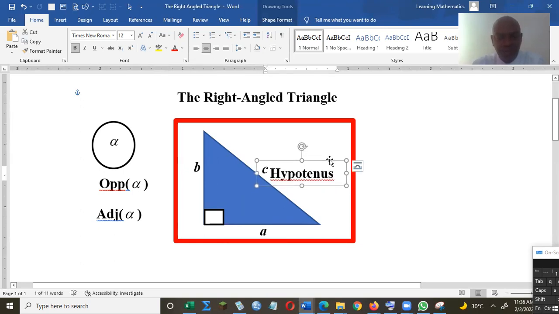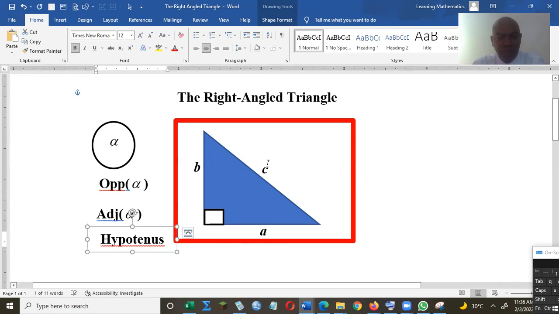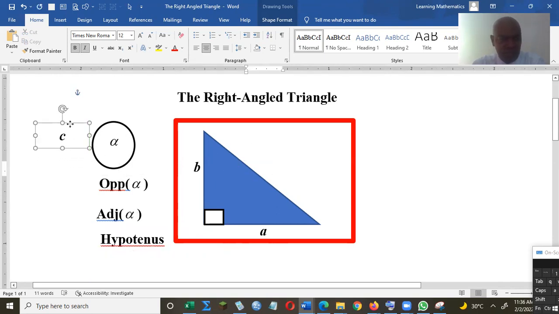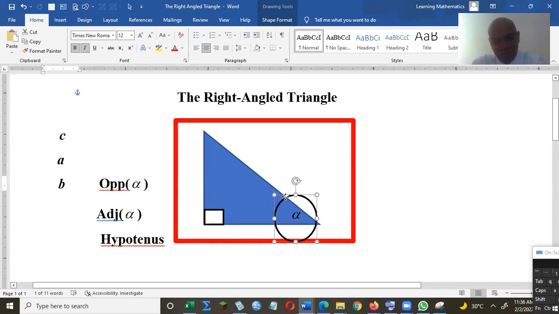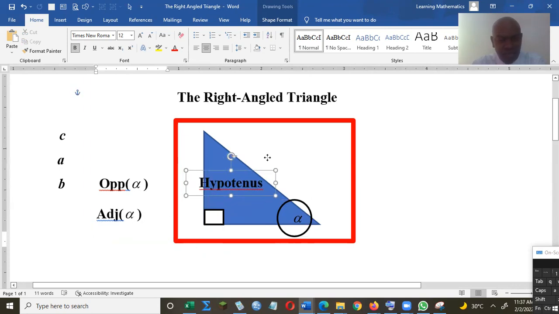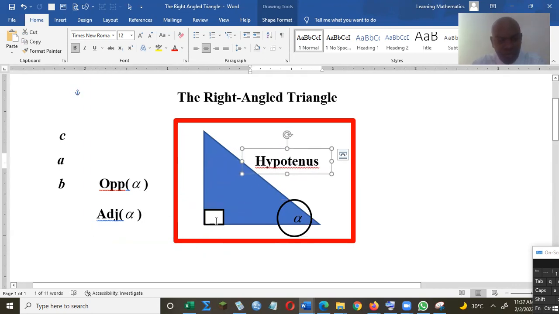Now, what if an angle is given? What if one of the acute angles is provided? Let's call it alpha. For example, what if alpha is placed here? Very commonly, you'll see a right angle triangle, and alpha is normally placed by the horizontal side. If the angle is given here, the diagonal is always called the hypotenuse. The hypotenuse is always away from the 90 degrees.